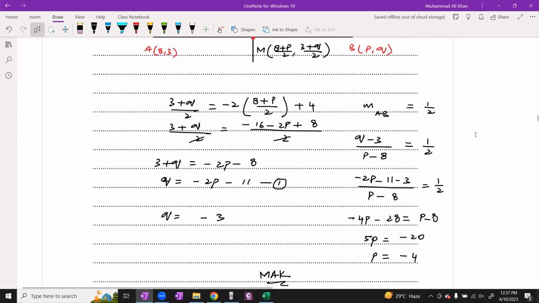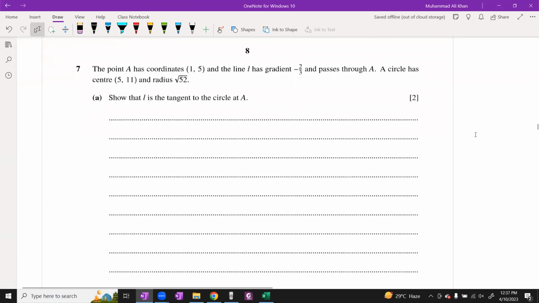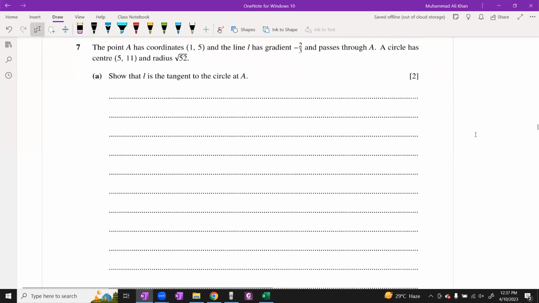Now, what is next? Question number 7. The point A has coordinate (1, 5) and a line L has gradient minus 2 over 3 and passes through A. A circle has center this and radius this. Show that L is the tangent to the circle at A.